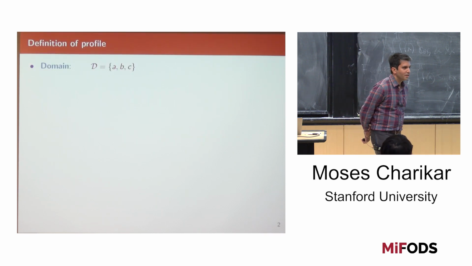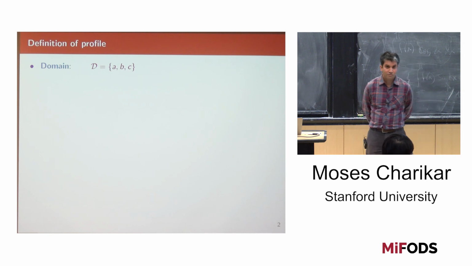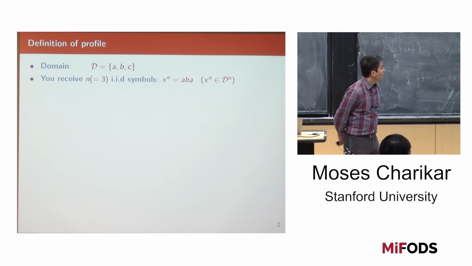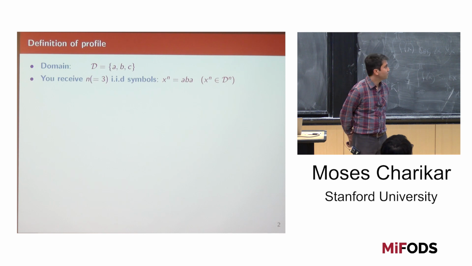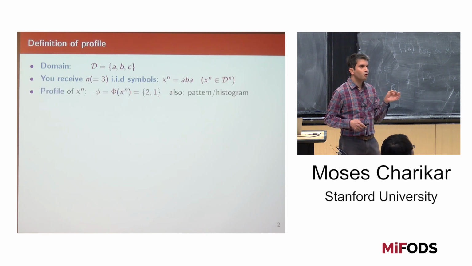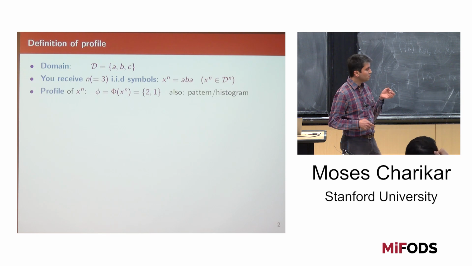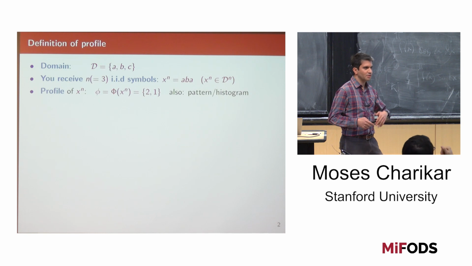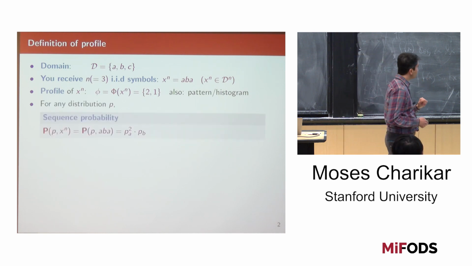Let's start with a simple example. Let's say you had a domain of 3 elements, A, B, and C, and we receive 3 IID symbols from this distribution, and they happen to be A, B, A. So that's our string of little n symbols, A, B, A. I'll say the profile of this set of samples is 2, 1. It's just recording the fact that we saw one element once and one element 2 times. Sometimes it's called the pattern, sometimes it's called the histogram. We'll call it the profile.